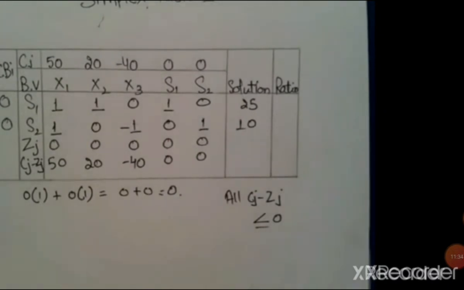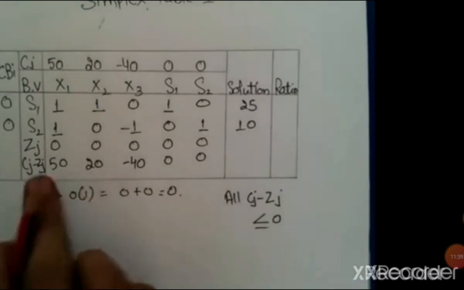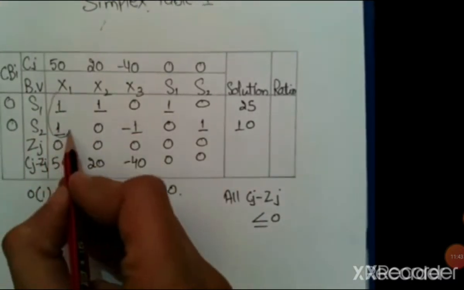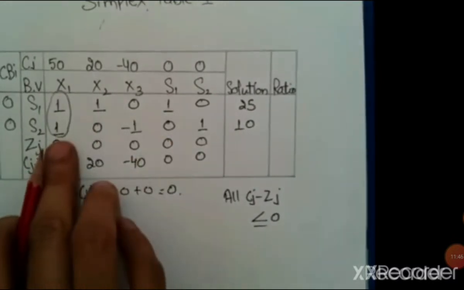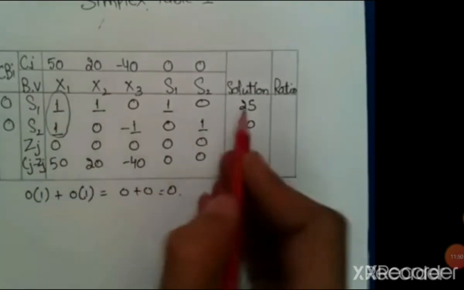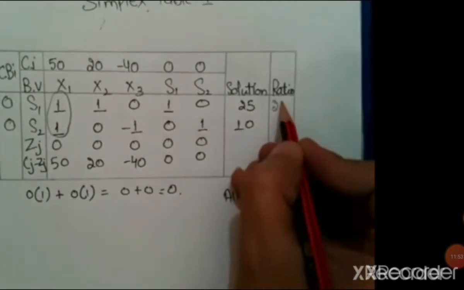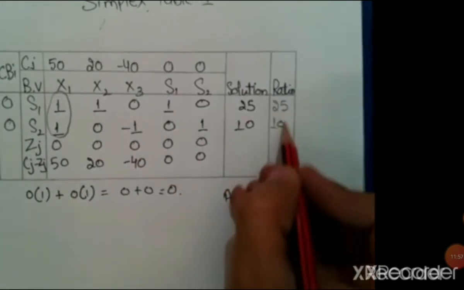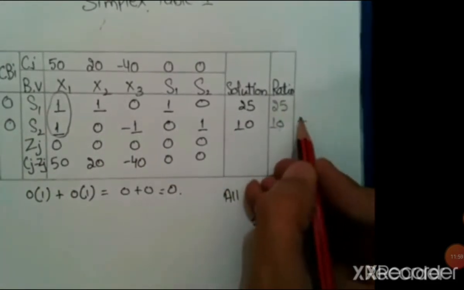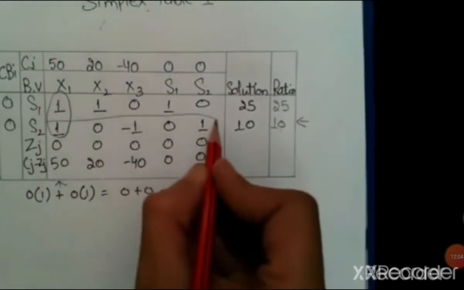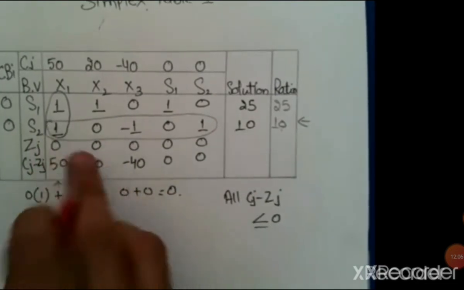Here you can see the value 50 as the maximum value. So that column is the key column, and the entering variable is x1. So you write down the ratio. 25 divided by 1, then 10 divided by 1, 10. The minimum value of that ratio is the leaving variable, that is also the key row.